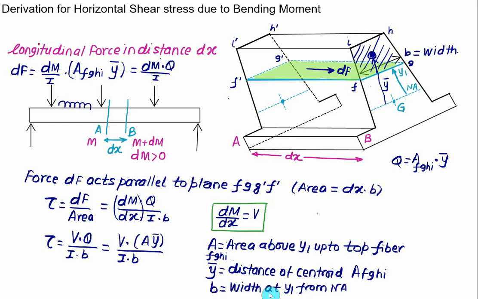So finally we have developed here the shear stress formula, which is the shear force at that section, and where you are interested to know the value of stress, you mark that distance from the neutral axis either above or below. If you mark it above, then take all the area above that fiber up to the top fiber. If you mark it below, then you take all the area below it up to the bottom fiber. Then B represents here the width at that distance equal to y1 from the neutral axis, and y bar represents the centroid of the hatch area. In this fashion we can calculate the shear stress.